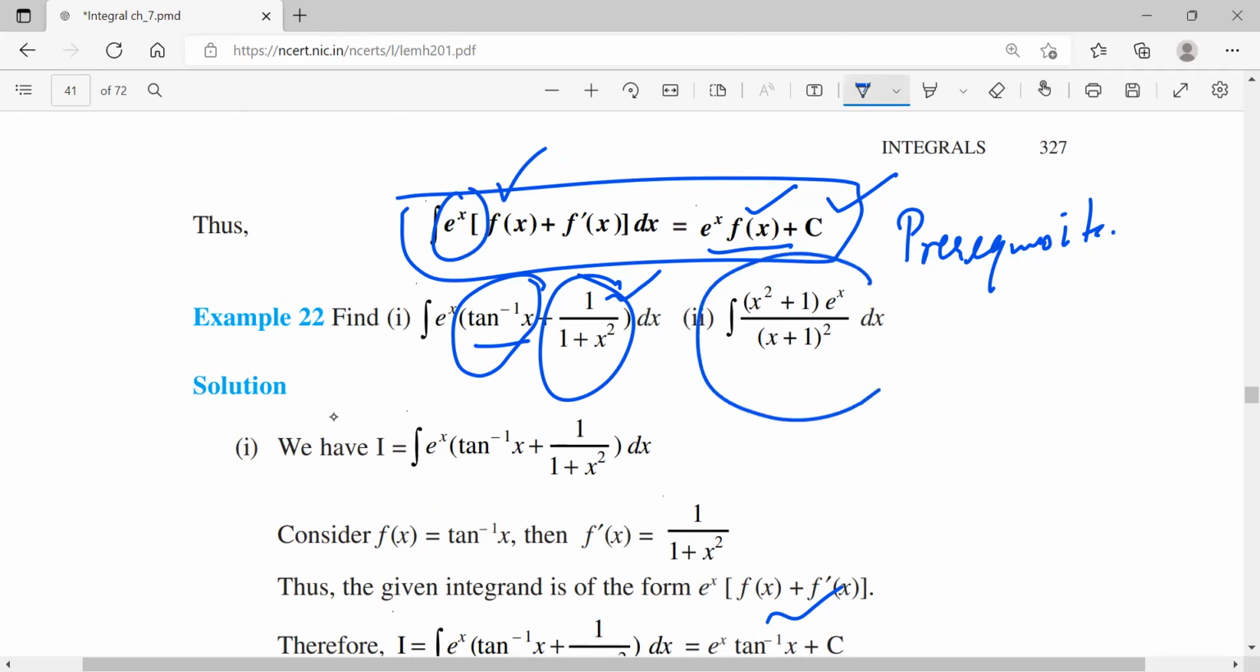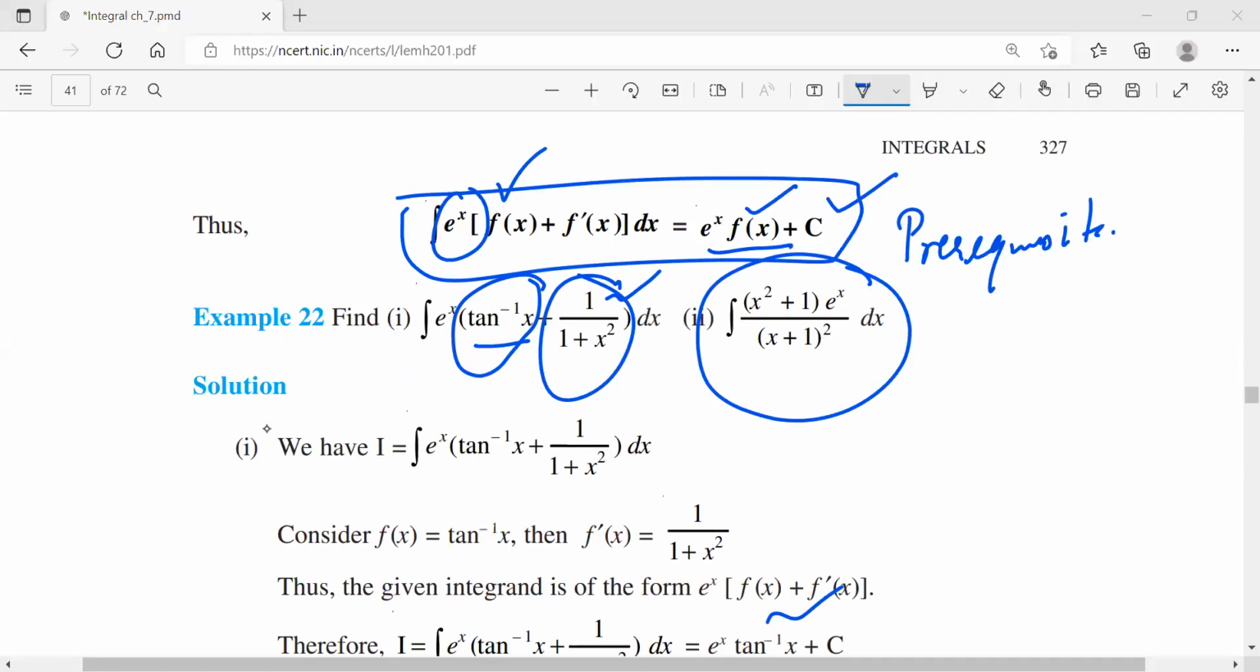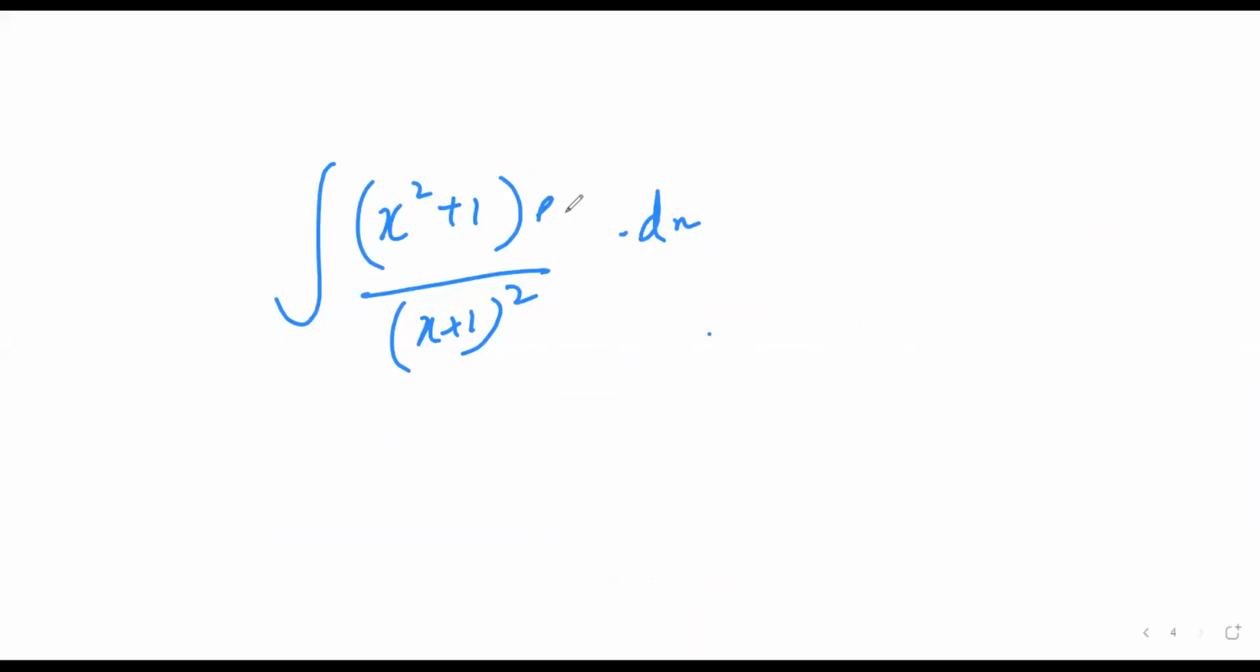Now let's take this problem. It is the integral of x square plus 1 by x plus 1 the whole square, dx. And I think e power x is also there, so let me confirm by checking. Yes, e power x is there in the numerator. So once we find e power x, immediately our mind should think of what? It should be of the form e power x into f of x.